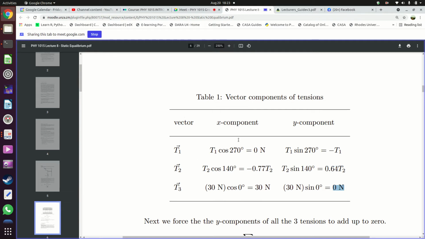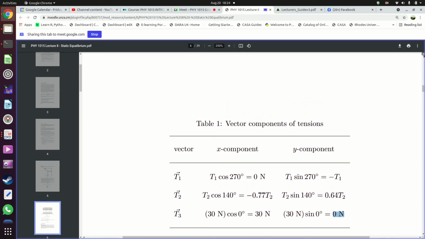Once you have worked out the components, the next thing you need to do is add the x components on the table. So we add 0 newtons plus minus 0.77 T2 plus 30 newtons. When you add all these things, they should give us 0. We should force them to become 0. Then we also do the same thing inside: T1 plus this much plus that, we should get 0. So that's the next thing which you need to do.